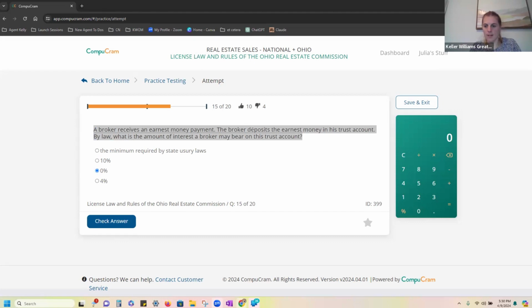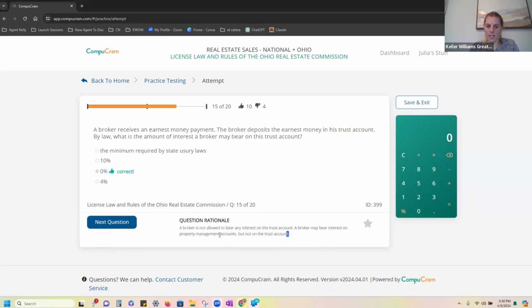All right. And we say C, 0%, and that's correct. A broker is not allowed to bear any interest on their trust account. A broker may bear interest on property management accounts, but not a trust account. Well, that's great to know. So a broker is not allowed to bear any interest on the trust account. The broker may bear interest on a property management account, but not on the trust account.